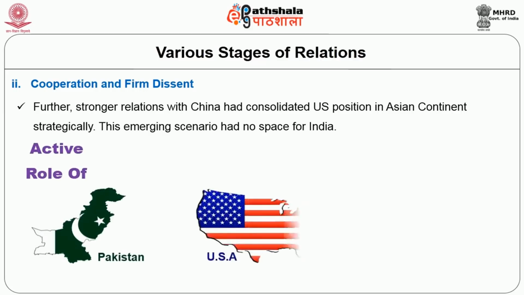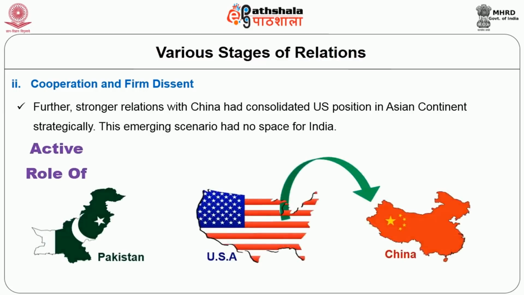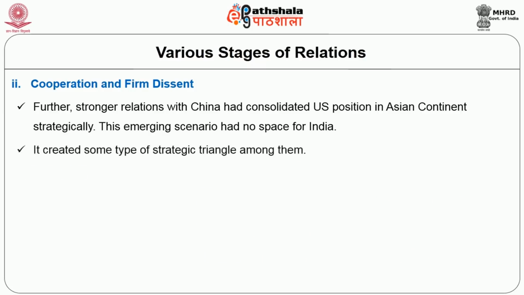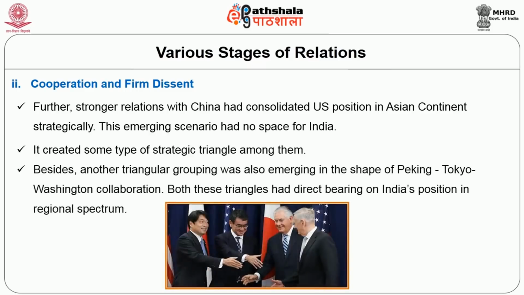With the active role of Pakistan, America was improving its relations with China in this phase. It created some type of strategic triangle among them. Besides, another triangular grouping was also emerging in the shape of Peking-Tokyo-Washington collaboration. Both these triangles had direct bearing on India's position in the regional spectrum.